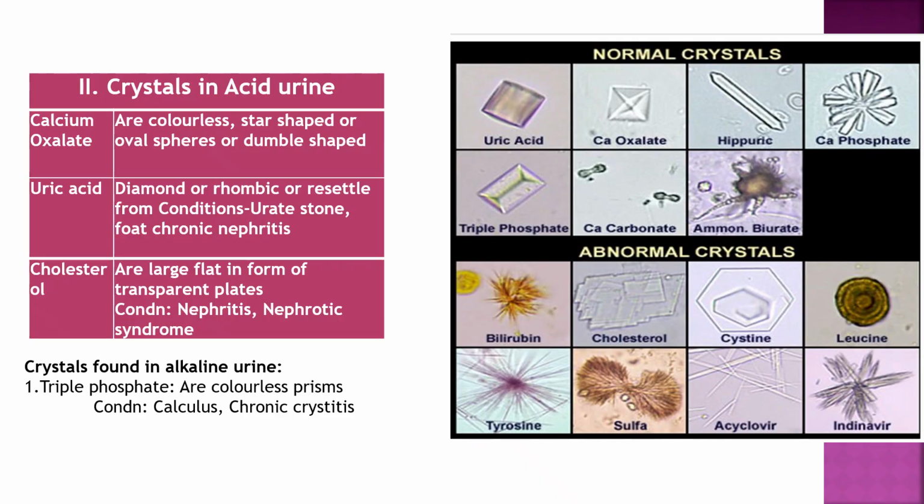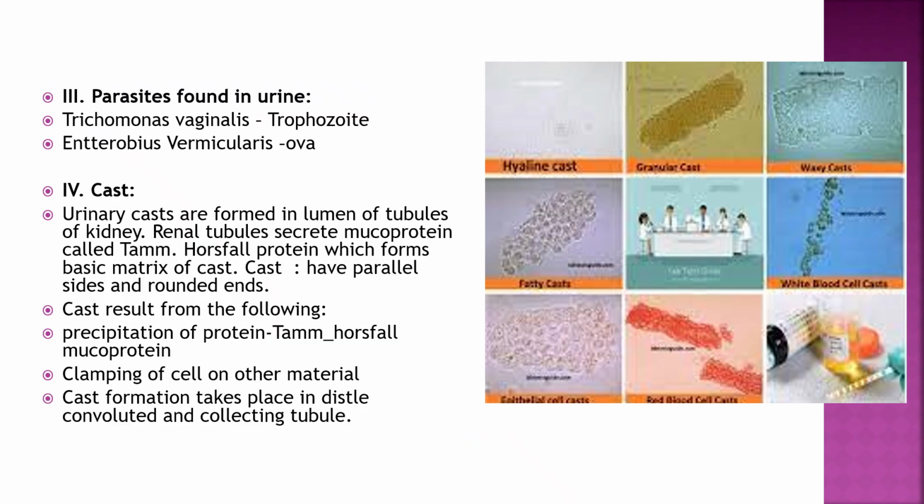And these are the crystals present in acid urine and alkaline urine. In acid urine they are mainly calcium oxalate, which are dumbbell shaped or star shaped. Then uric acid, which are diamond or rhomboid shaped or in rosette form. Then cholesterol crystals. In alkaline urine they are triple phosphate, envelope shaped, and they are seen in calculus or chronic cystitis. Parasites mainly seen in urine are Trichomonas vaginalis, mainly trophozoites showing motility, and then Enterobius vermicularis, whose ova you can see in urine.